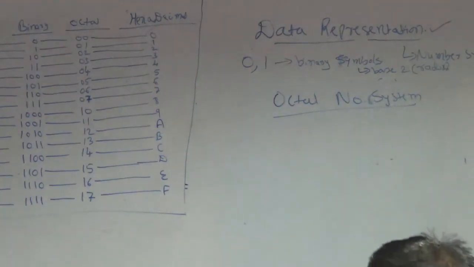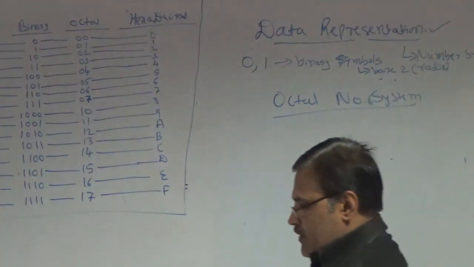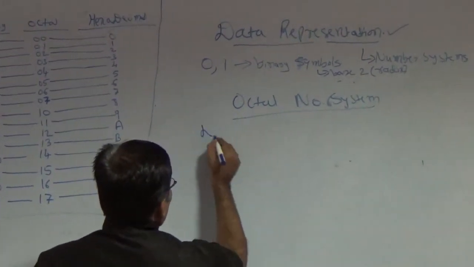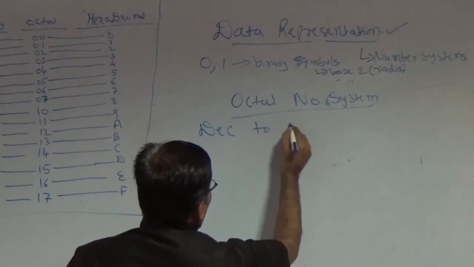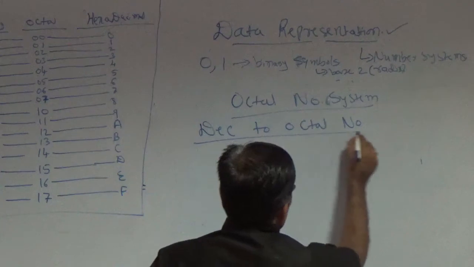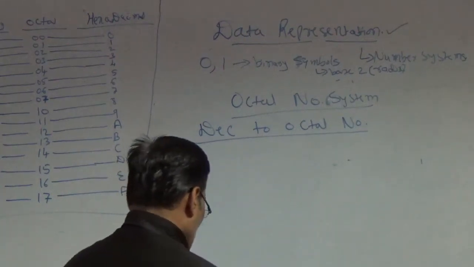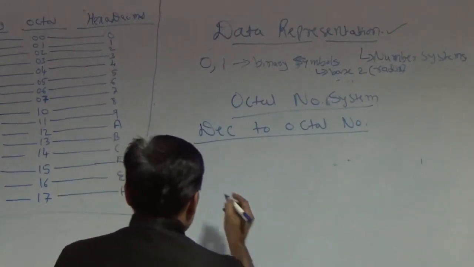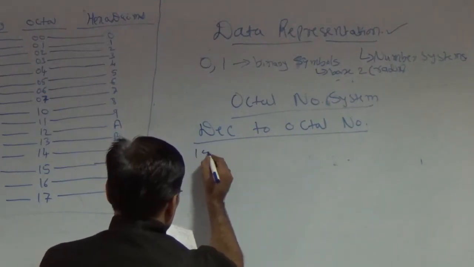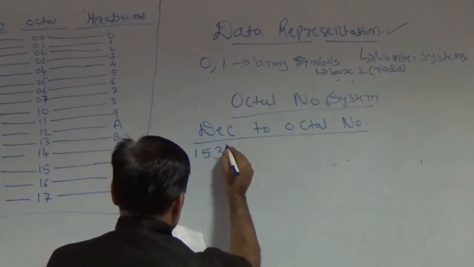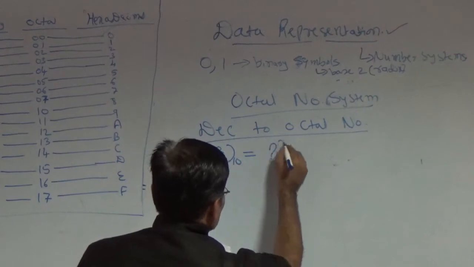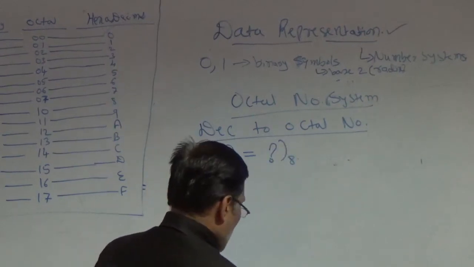Okay, so let us see now how to convert the given decimal number to an octal number. So consider a decimal number as 153, and you have been asked to generate the equivalent octal code.